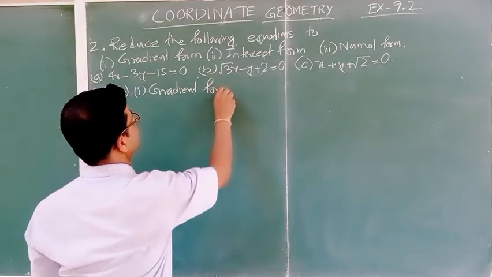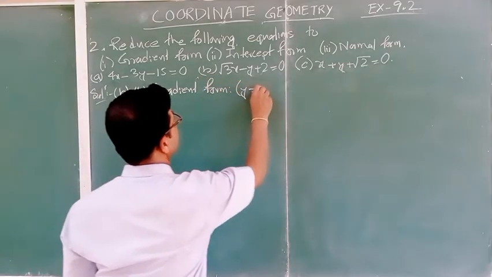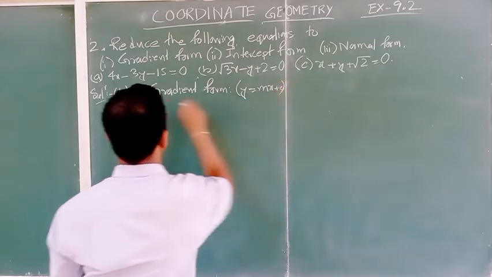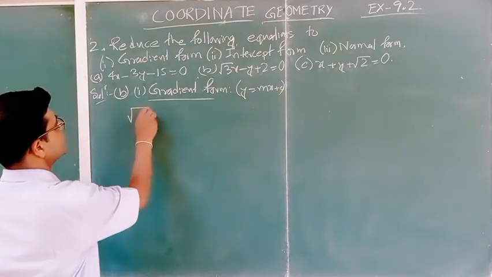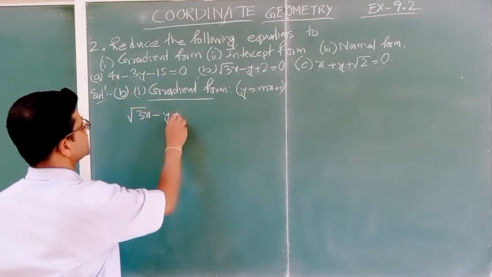Gradient form means this one. Again I am writing y equal to mx plus c. In this form we have to write it down. So what is the equation? Equation is root 3x minus y plus 2 equal to 0.